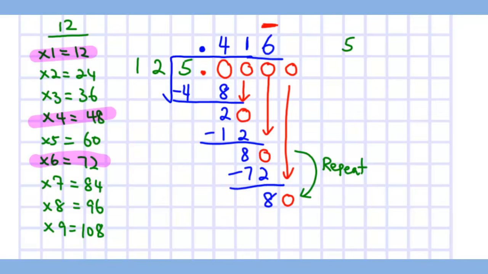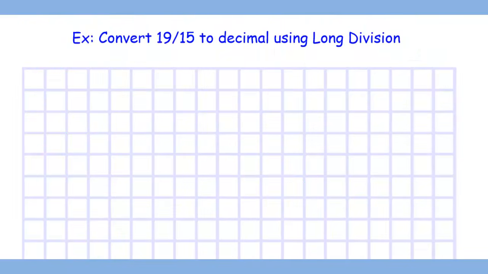So 5/12 in decimal is 0.416 with the repeating sign on top of the 6 only. Now let's do one more example so you know how to work this out.